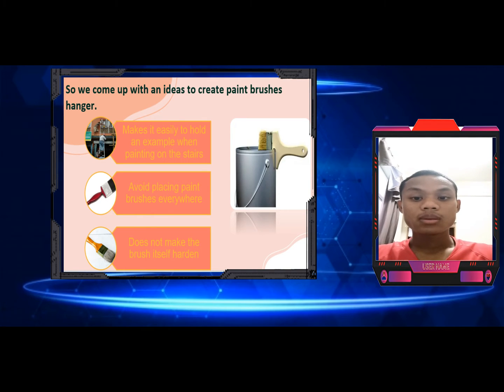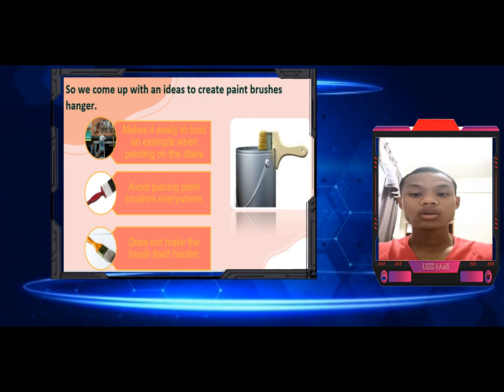So, we came up with an idea to create a paint brush hanger. The brush hanger looks like this picture. The advantage of this idea is, firstly, it makes the brush easy to hold, for example when painting on the stairs. Next, it avoids placing paint brushes everywhere, as it provides a hanger. Lastly, it does not let the brush itself harden when we leave the brush in the paint for a long period of time.